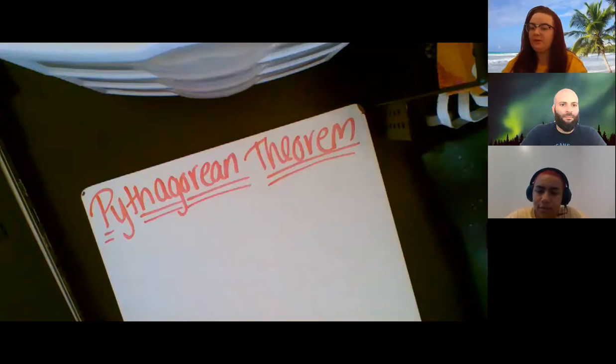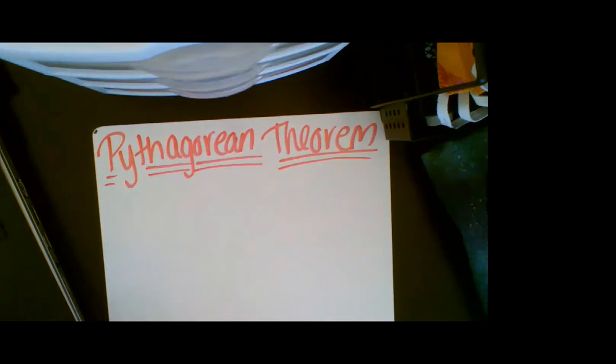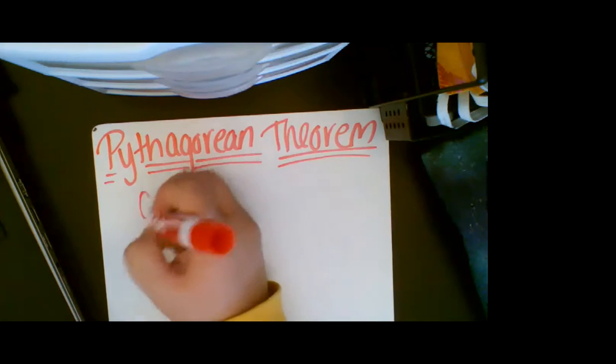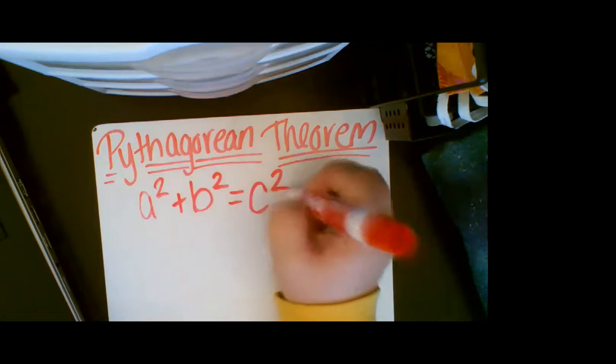Hopefully we remember hearing about the Pythagorean theorem. We've heard these words before, and hopefully we remember it being a squared plus b squared equals c squared.